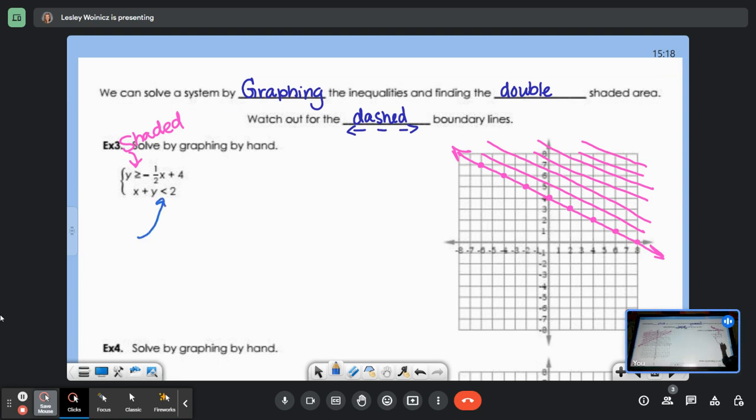Look at this symbol. Is this going to be shaded or dashed? Correct. Okay. Do you see that I'm not solved for y? I've got to get my y alone. So I'm going to subtract away the x from both sides, and I get y is less than negative x plus 2. So my b value is positive 2 and my slope is -1. Down one, right one, down one, right one.